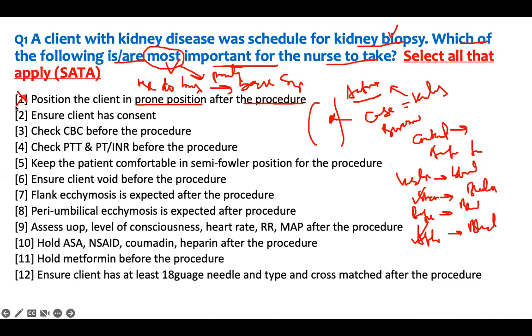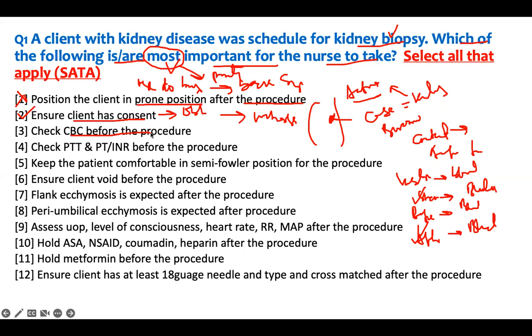So this is wrong. Ensure client has consent. Of course, nobody can do a procedure without a consent. You are not responsible for obtaining the consent. All you care about is witnessing the consent, making sure the patient understands the procedure, and making sure there's a consent in the chart before the doctor does the procedure. So your job is to ensure the patient has a consent, but you don't obtain it. So this is a good action. Ensure client has a consent. I did not say you need to obtain consent. You ensure there is a consent. That means you're making sure there's a consent in the system.